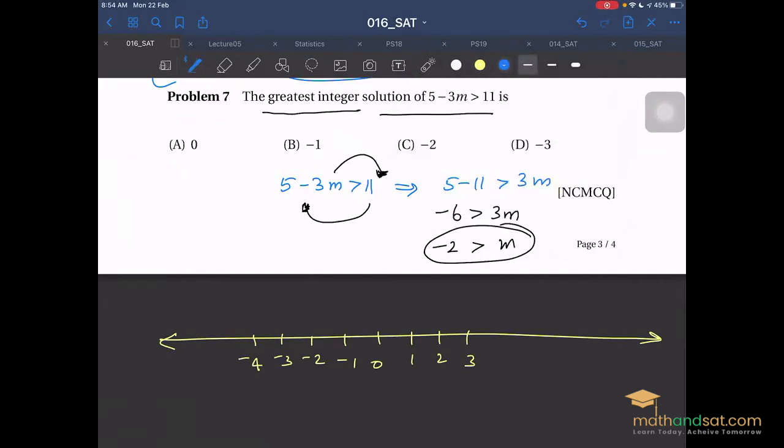We have m less than minus 2, so minus 2 and left of minus 2. Minus 2 is not included. All right. So what is the greatest integer solution? What are the integer solutions included in this solution set? When you look at the solution set, what are the integer solutions that are included?